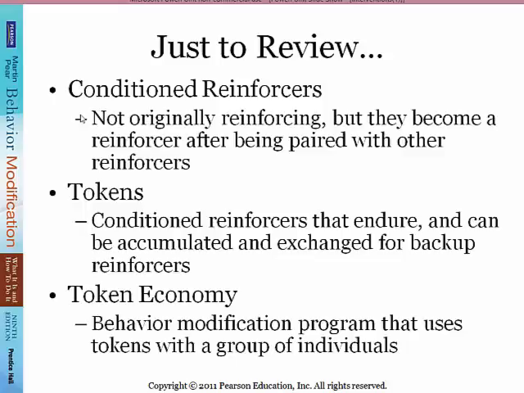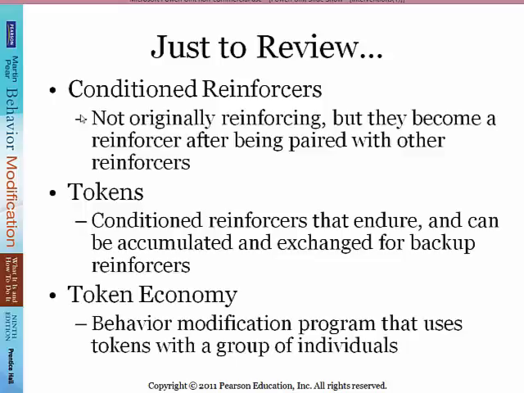So, just to review, conditioned reinforcers are reinforcers that are not originally reinforcing, but they become reinforcing because we have paired them with other reinforcers. The child doesn't know that money is worth anything until the child has been able to take that money and get something that they want for it. Now, tokens are examples of conditioned reinforcers that we can accumulate and exchange for backup reinforcers that we want. And so a token economy is just a behavior modification program that uses these basic building blocks.